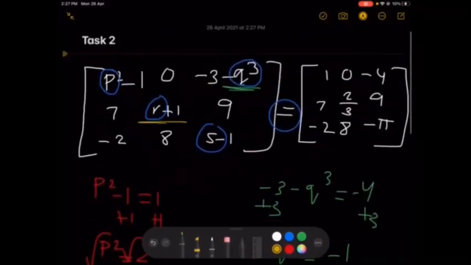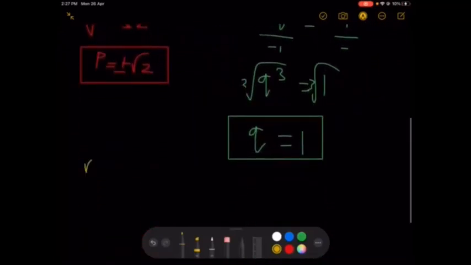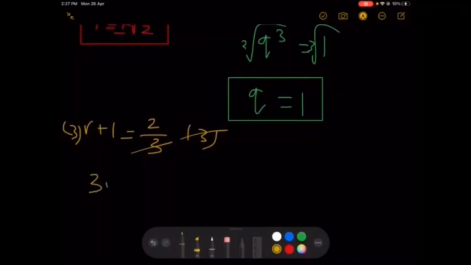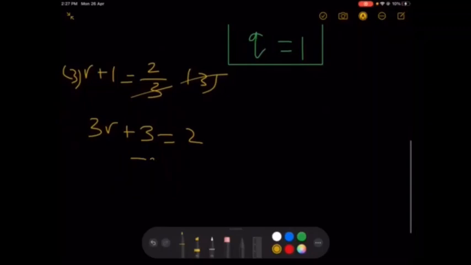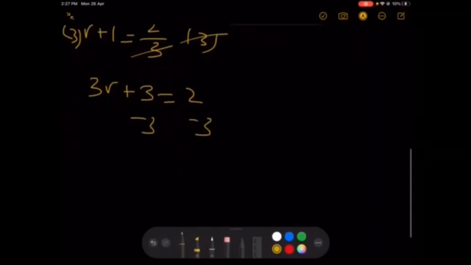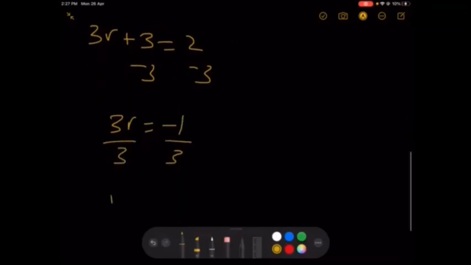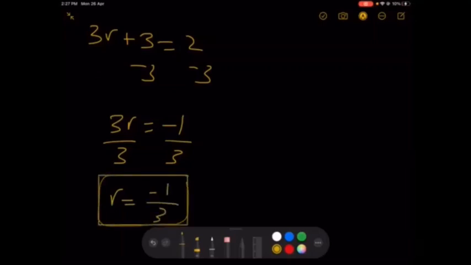Now we want the value of r, so r plus 1 equals 2 over 3. We will multiply by 3 on both sides to cancel it. So 3r plus 3 equals 2. So subtract 3, 3r equals negative 1. Divide by 3, r equals negative 1 over 3. Okay, now we're done with r.